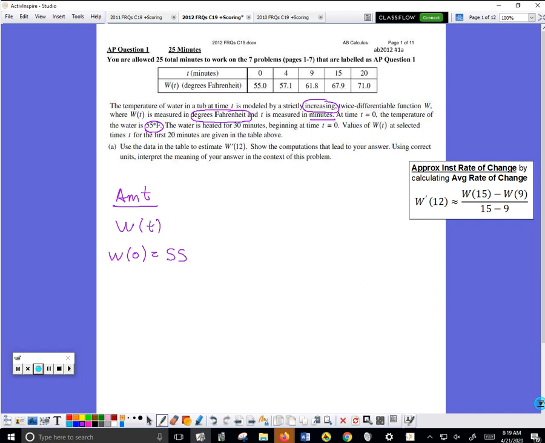The water is heated for 30 minutes, beginning at time 0. Values of W, these are temperatures. Okay, use the data in the table to estimate W prime of 12. W prime of 12 is going to be the rate at which W is changing. So we're supposed to be estimating the rate at which W is changing.